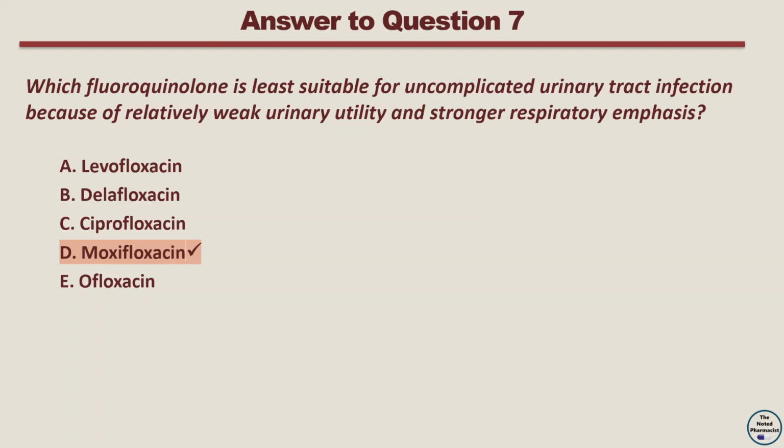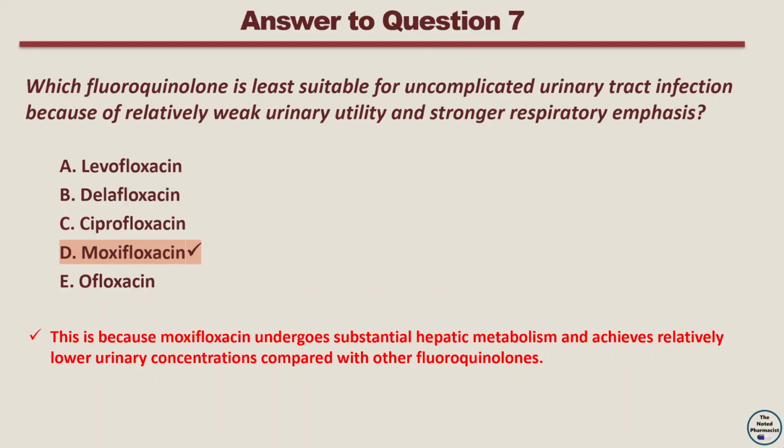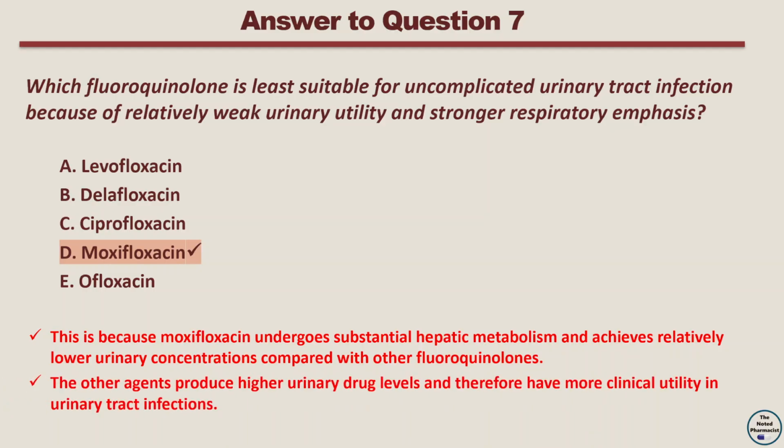The correct answer is option D, moxifloxacin. This is because moxifloxacin undergoes substantial hepatic metabolism and achieves relatively lower urinary concentrations compared with other fluoroquinolones. The other agents produce higher urinary drug levels and therefore have more clinical utility in urinary tract infections.